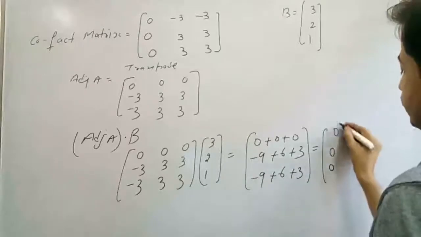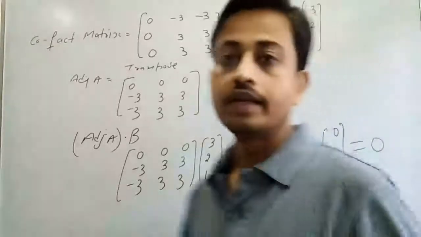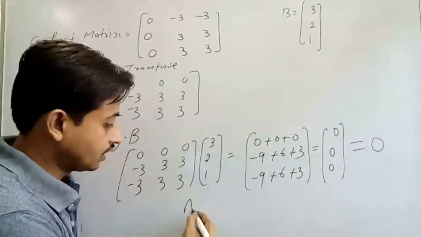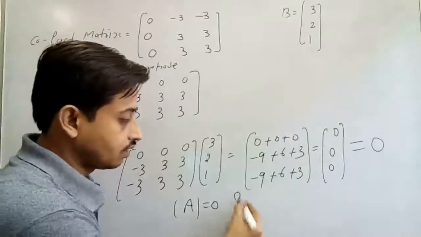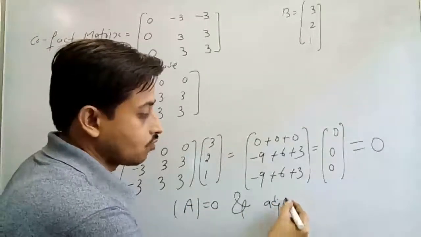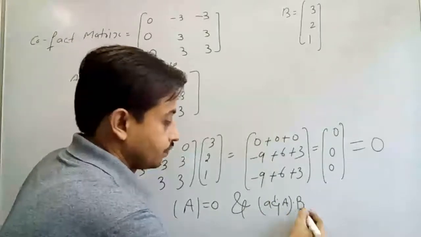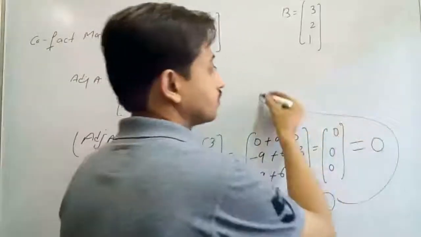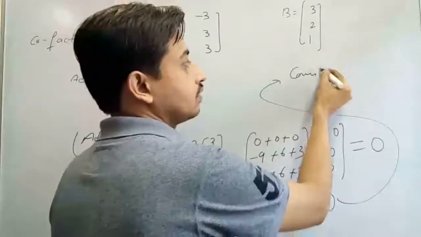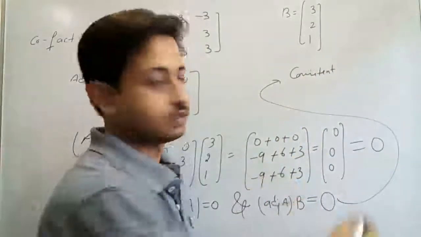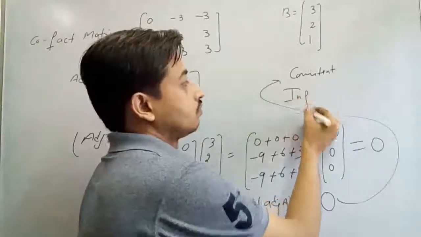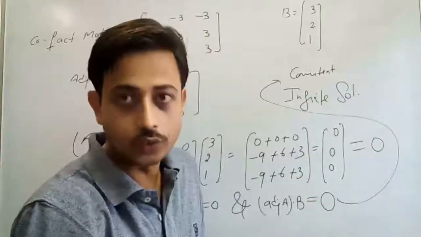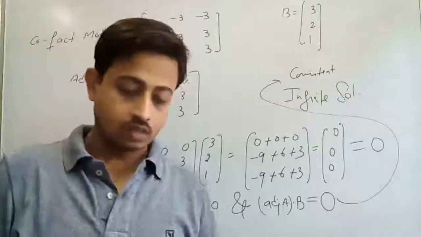0, 0, 0. It means we get 0. What does it indicate? We know if the determinant is 0 and adjoint of A into B is also 0, then what are the conditions? The system is consistent, and the solutions are infinite solutions. So our question is complete.